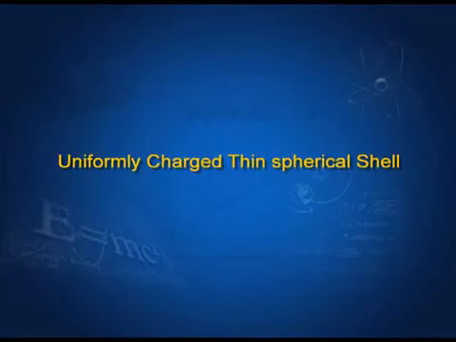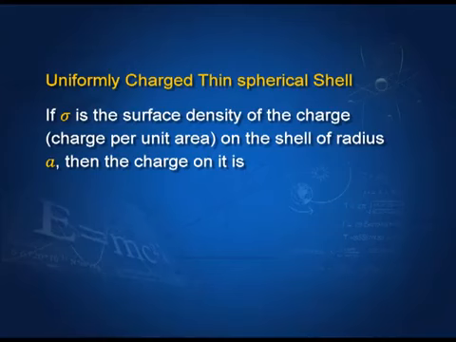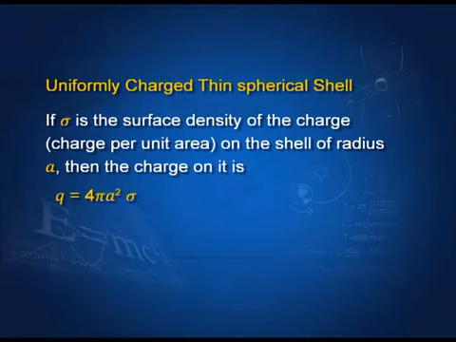Let us now take a uniformly charged thin spherical shell. We had a uniformly charged sphere, now we have a uniformly charged thin spherical shell. A shell is a sphere of very small thickness, inside it is empty. If sigma is the surface density of the charge per unit area on the shell of radius a, then the charge on it is 4 pi a squared sigma. 4 pi a squared is the area of the sphere, sigma is the charge density, that is charge per unit area. Therefore, the total charge on the sphere is 4 pi a squared sigma.